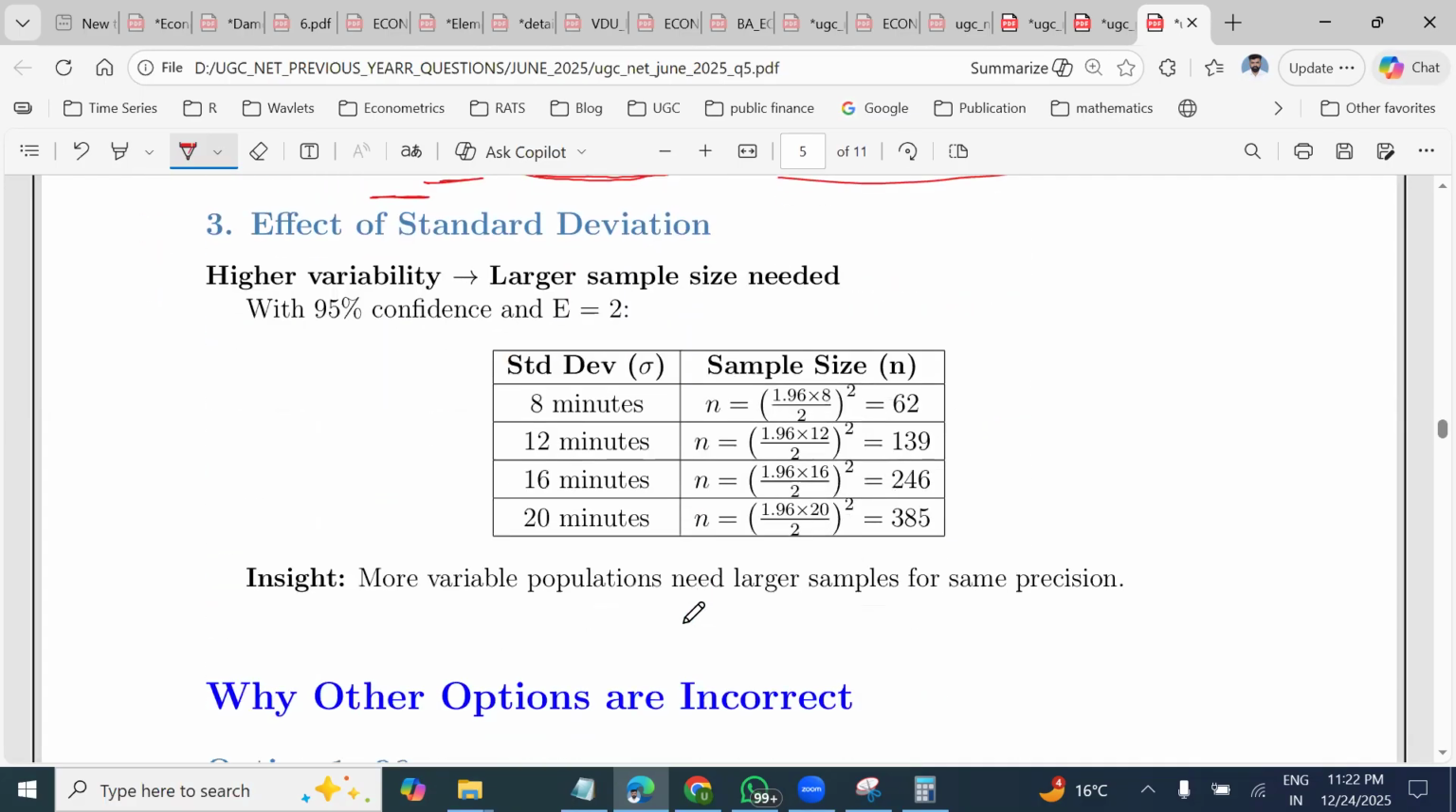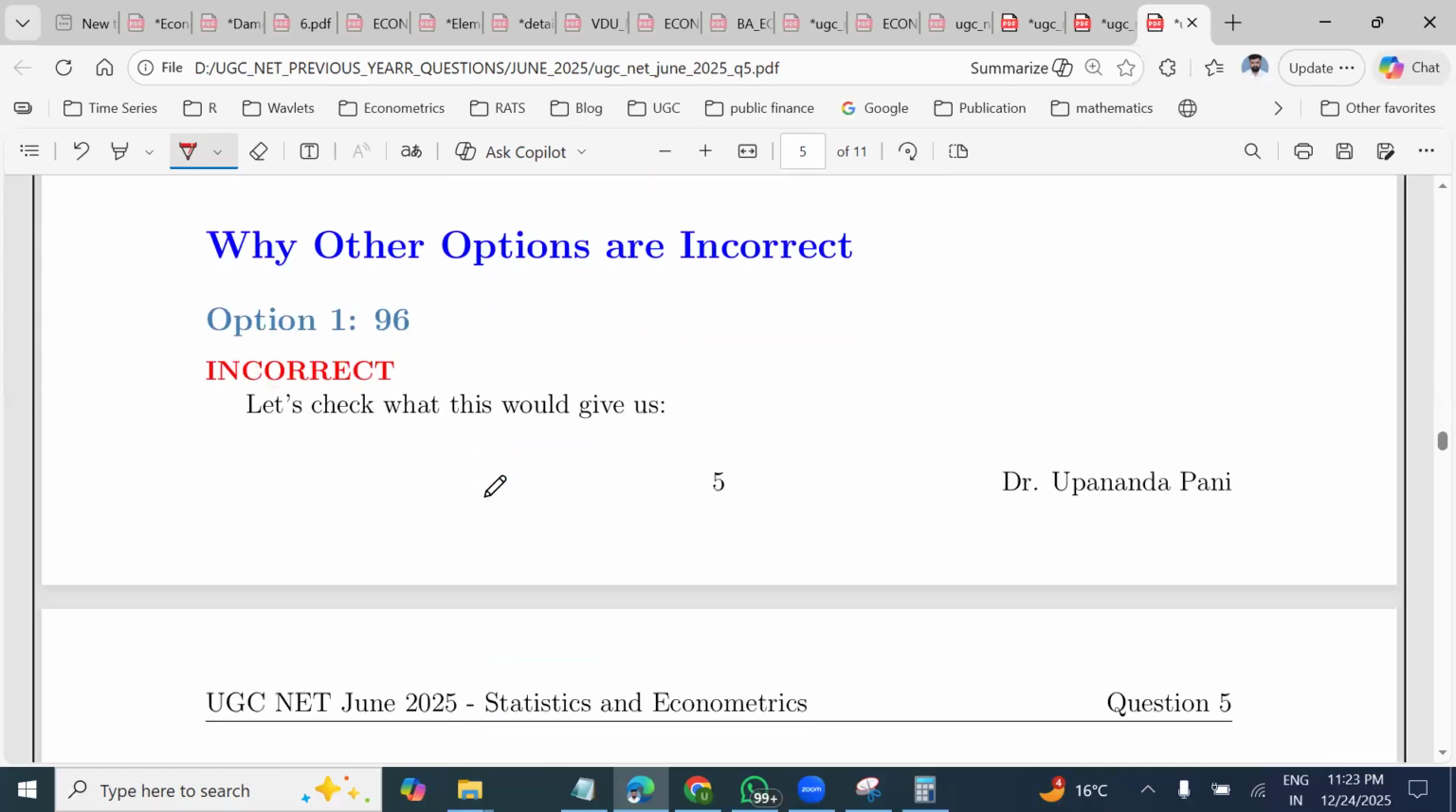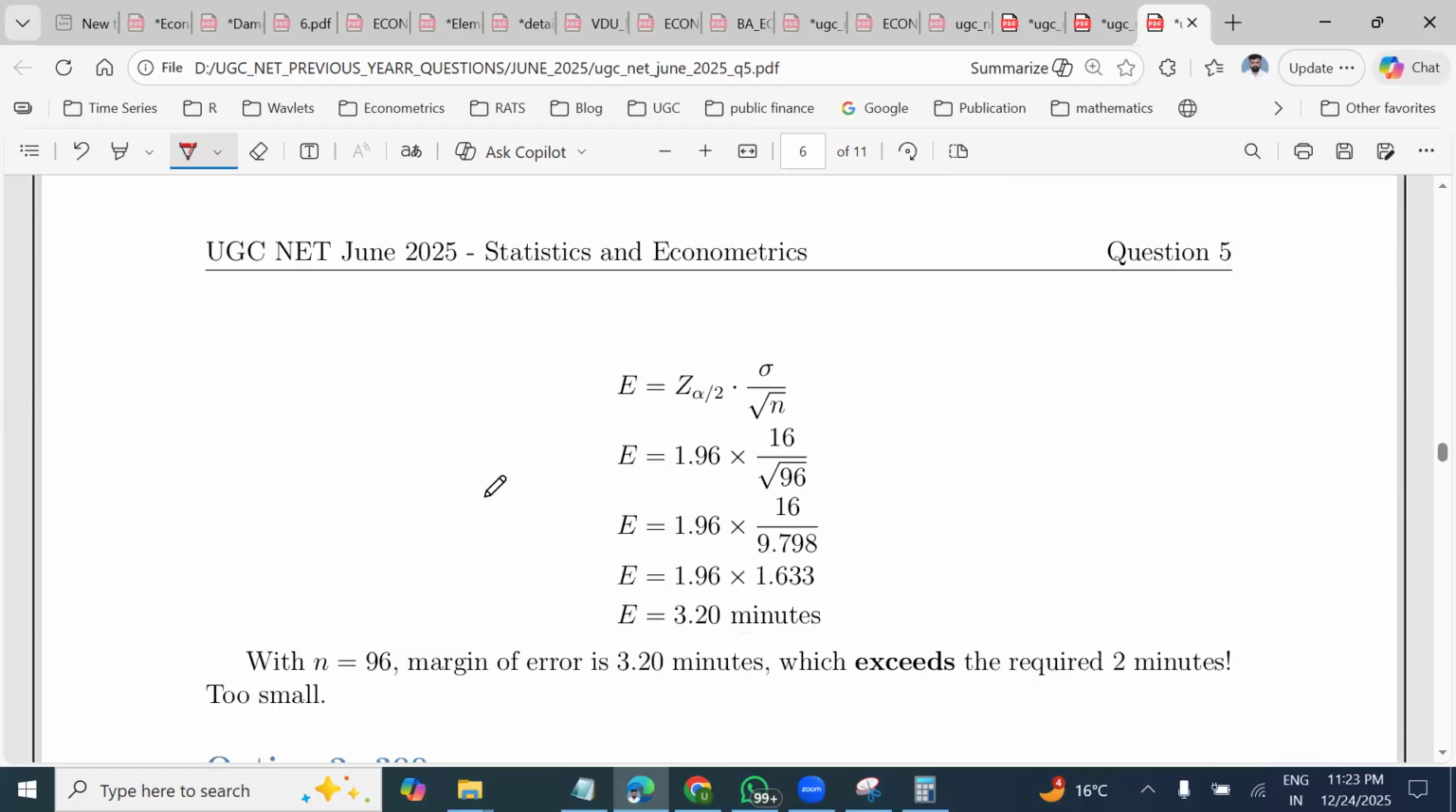Then the effect of standard deviation. Higher variability means a larger sample size is needed. With 95% confidence and E equal to 2, sigma of 8 minutes means 62. If the standard deviation is 20 minutes, you need more; here it is 16 minutes, so it is 246. If it is much higher, you need even more. So a more variable population needs a larger sample for the same precision. So why are the other options incorrect? You have to remember it like this.